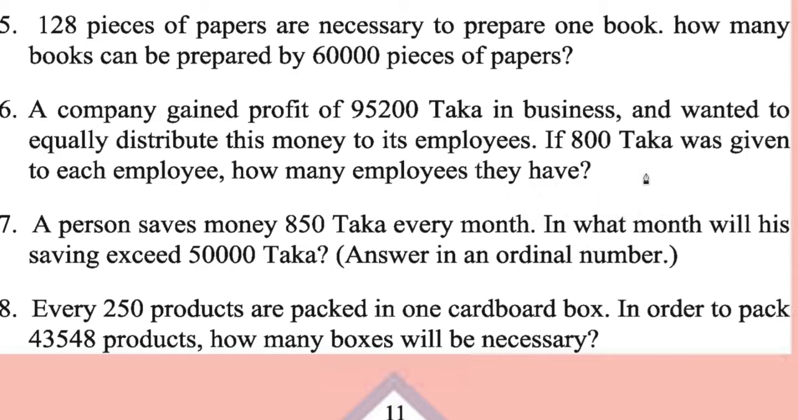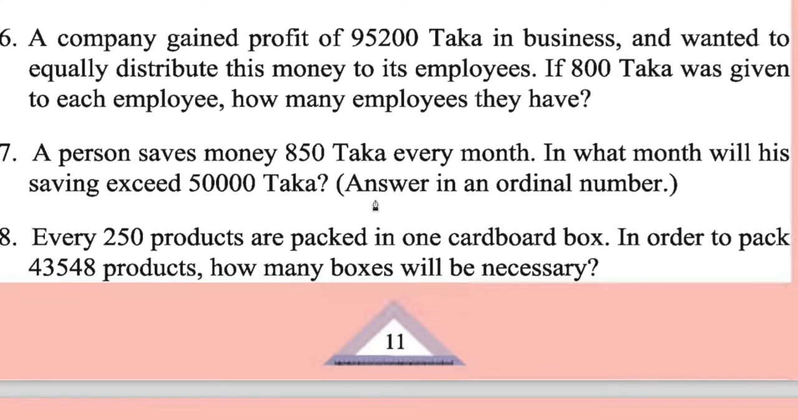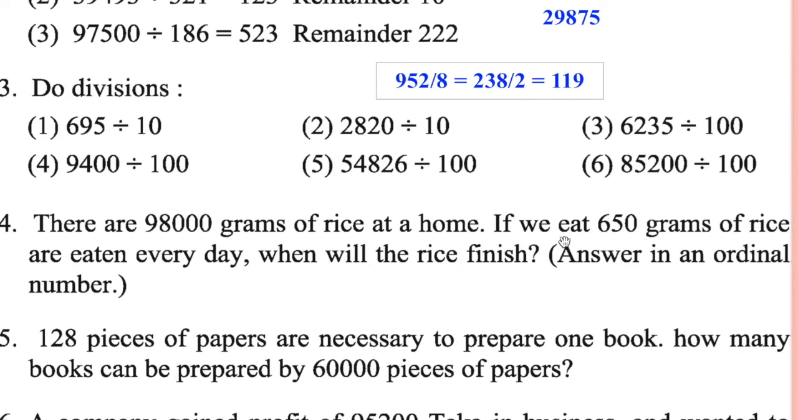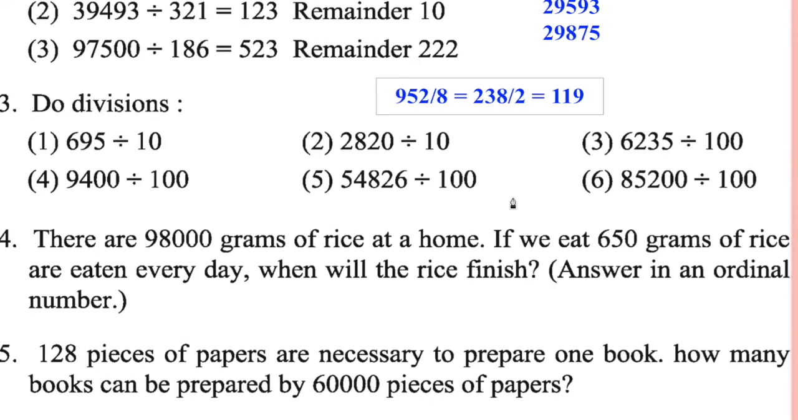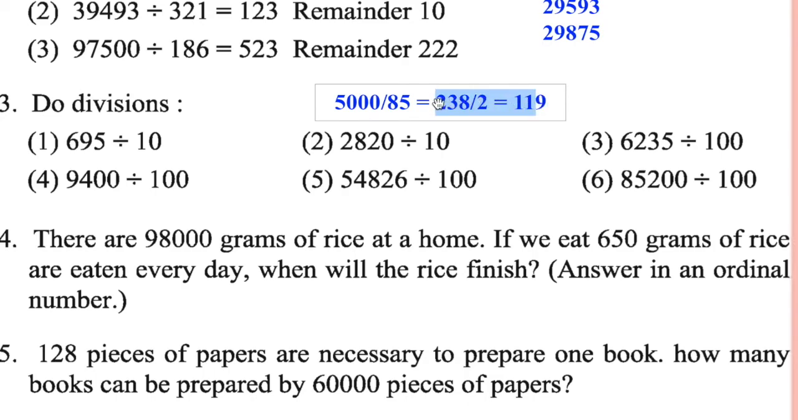Here 119. A person saves money 850 taka in every month. In what month will his saving exceed 50,000 taka? 50,000 by 850. Both zeros got cancelled out. Okay, right. We'll go by 5 first. 5 1 is 5, 5 7 is 35.